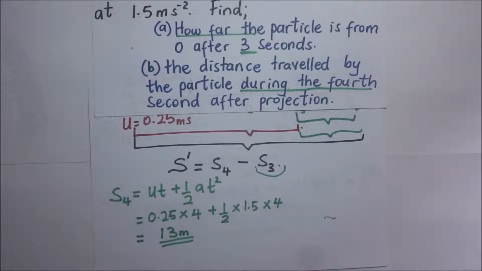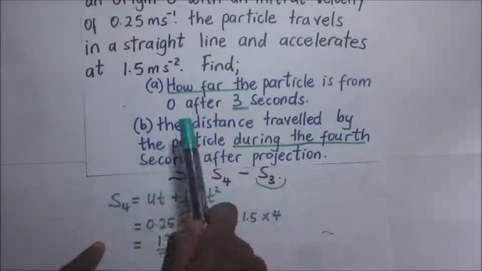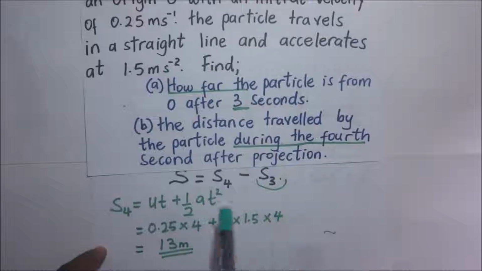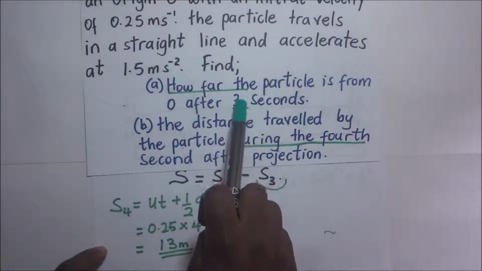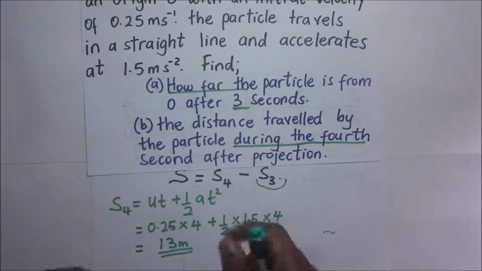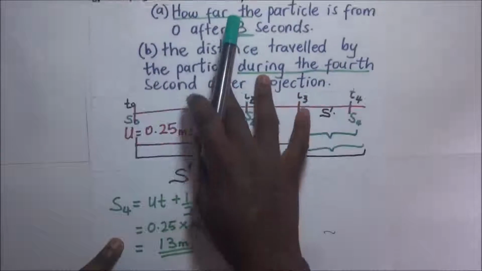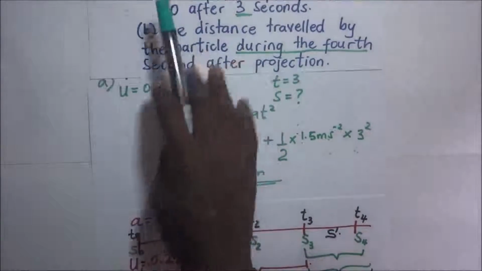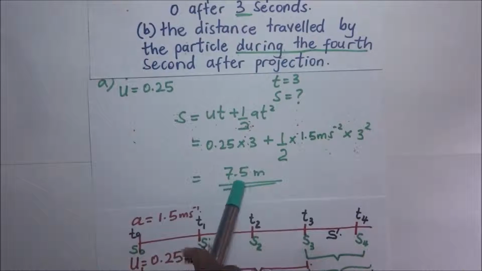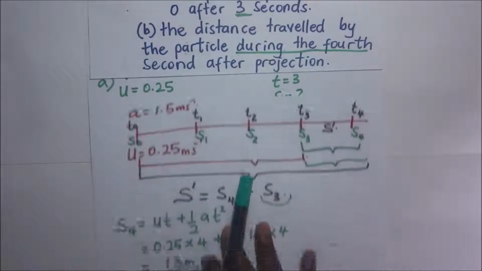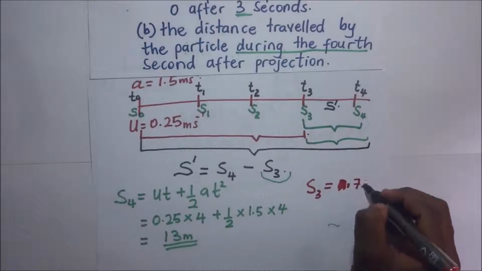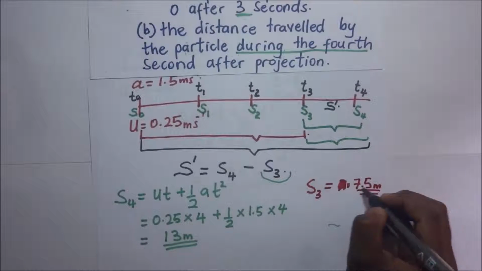And of course, our S4 is going to be, so now we get S3. Of course, we were able to get S3 from our previous question, which was asking us to find how far the particle is after 3 seconds. So we already know the distance it traveled after 3 seconds from our previous working in part A, when we were calculating the distance traveled after 3 seconds, we got 7.5 meters. So our value of S3 is 7.5 meters.